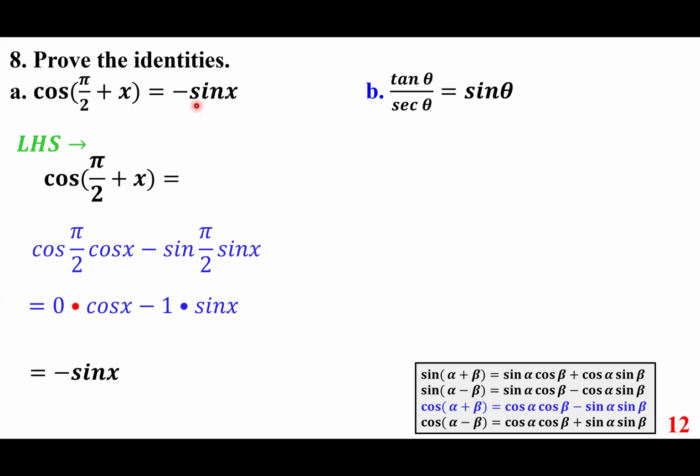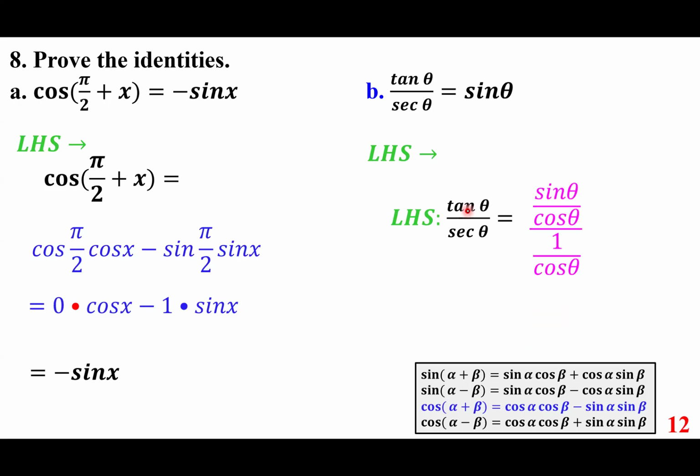What happens in this case? Tan theta over secant theta is sine theta. Again, we start with the more complicated side, and clearly it's the left-hand side. Tan over secant. Anytime you have tangent, secant, cosecant, and so on, it's really a good practice to go with sine and cosine. So this is sine over cosine, and secant is 1 over cosine.